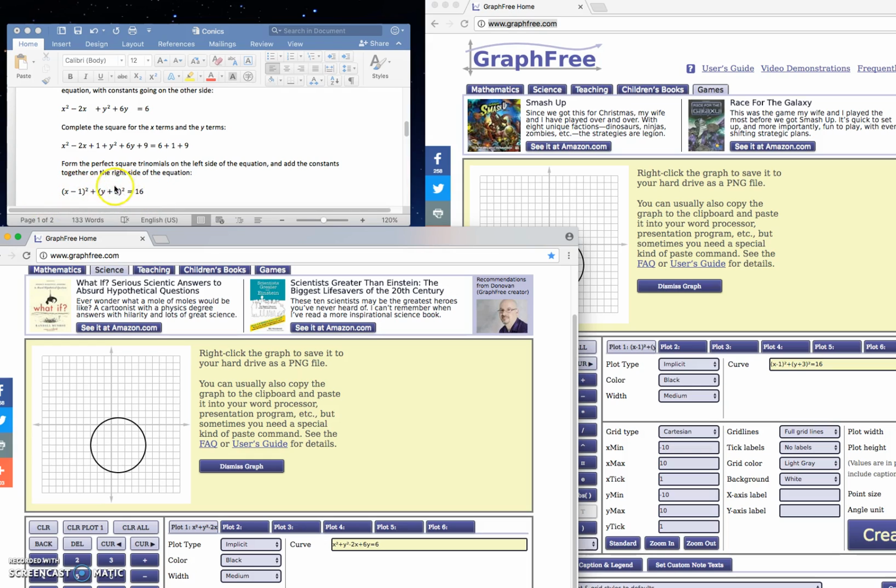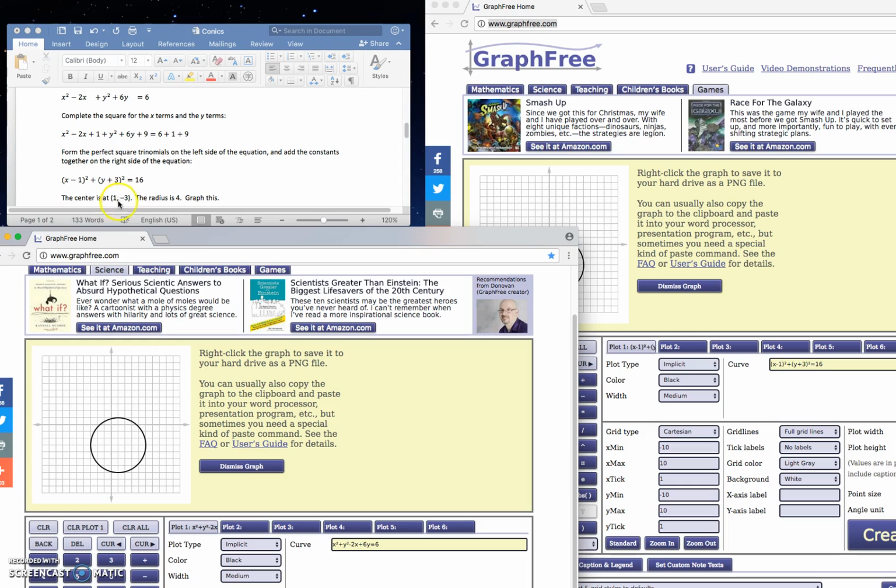So there it is. I've got this in standard form: x minus 1 quantity squared plus y plus 3 quantity squared equals 16. So my center, remember you change the signs on the negative 1 and the positive 3, so your center is going to be at 1, negative 3. And your radius is the square root of 16, which is 4. Boom. 1, 2, 3, 4.